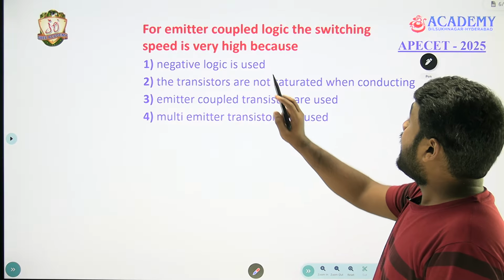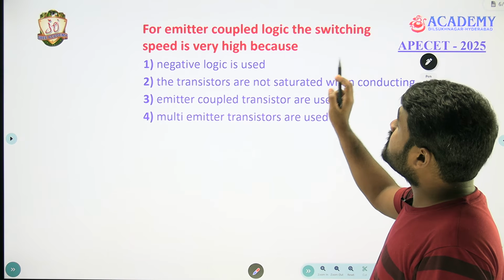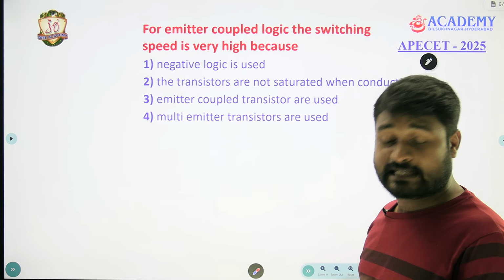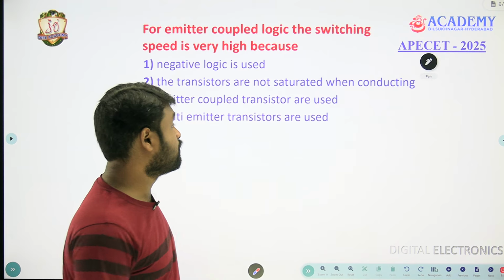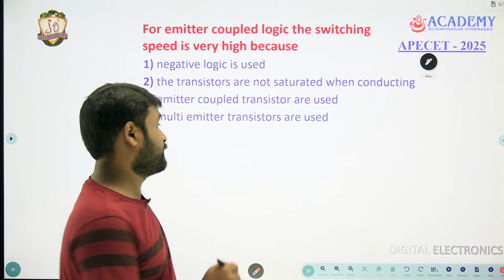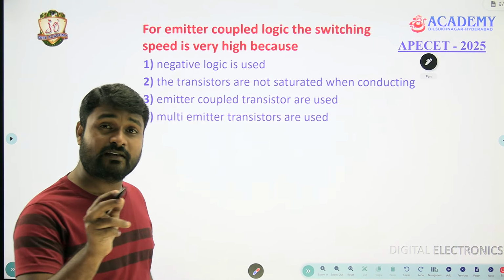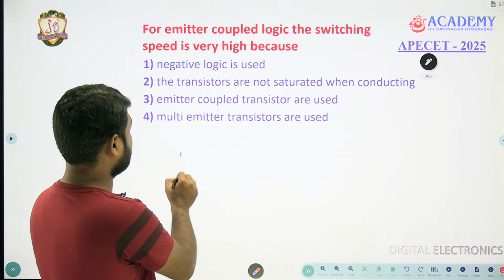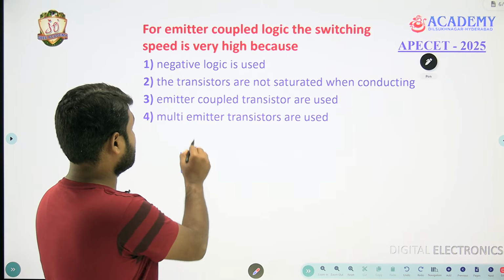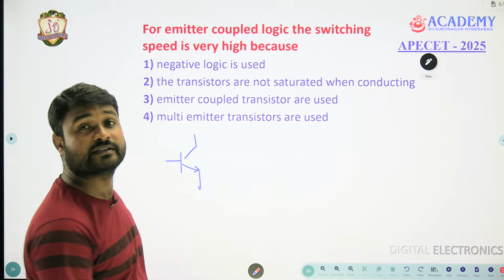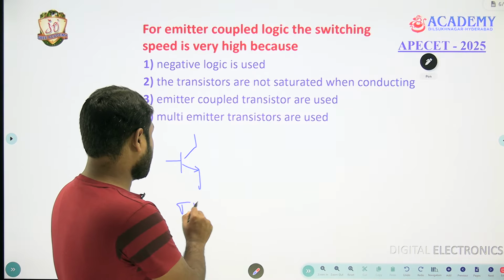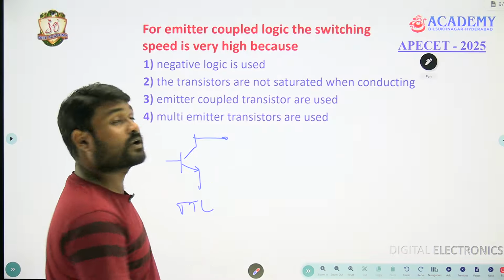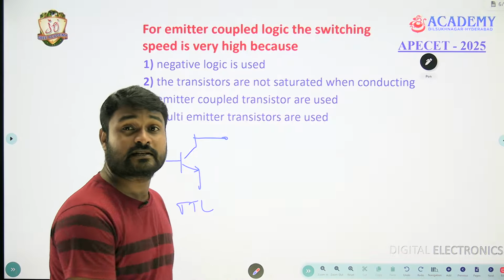Emitter coupled logic: the switching speed is very high, and I will explain why. Emitter coupled logic and TTL logic both come under bipolar, meaning they are made with transistors only. Bipolar devices. In TTL, wherever you are taking open collector outputs, they are also faster.